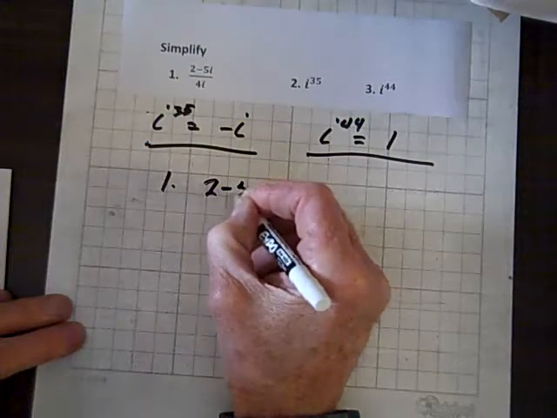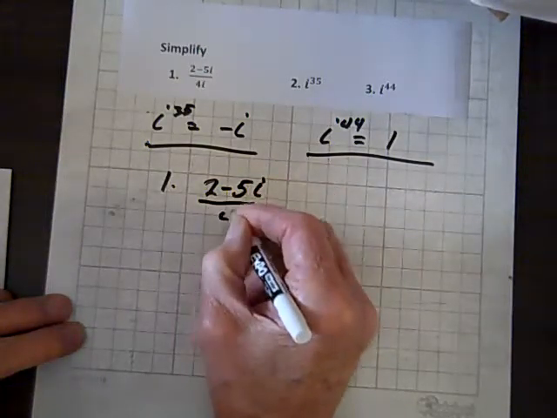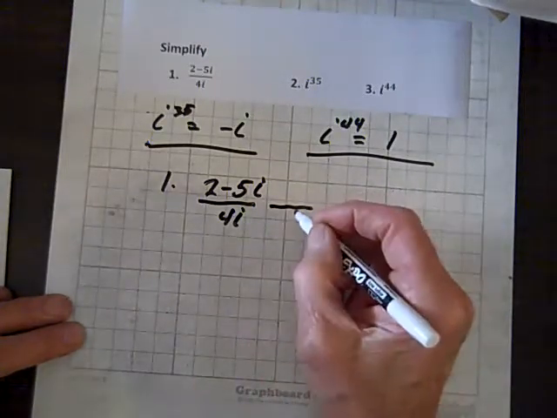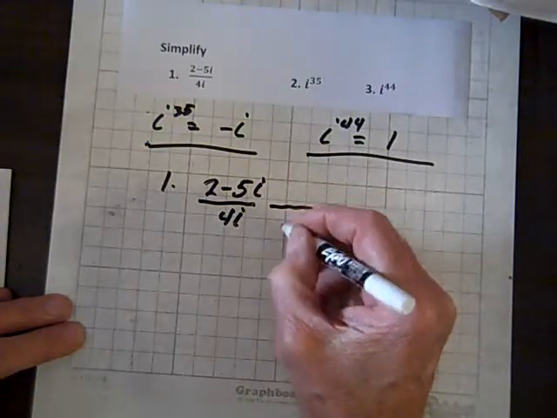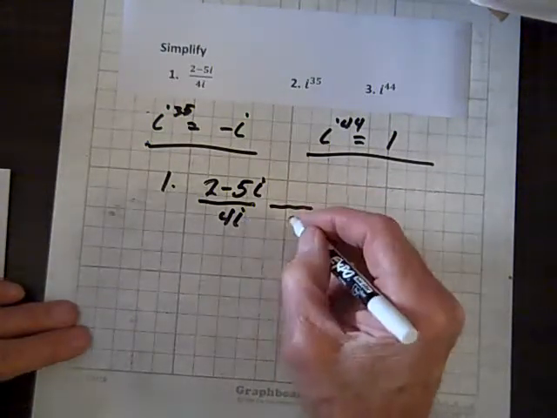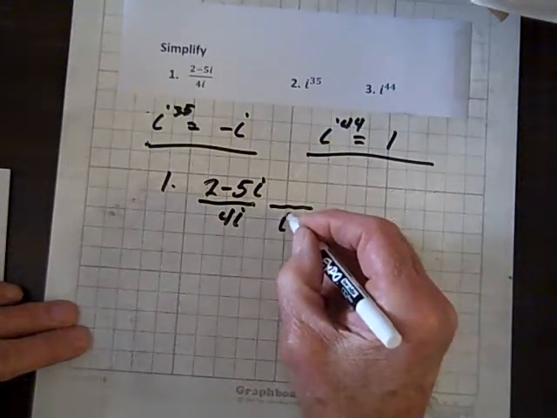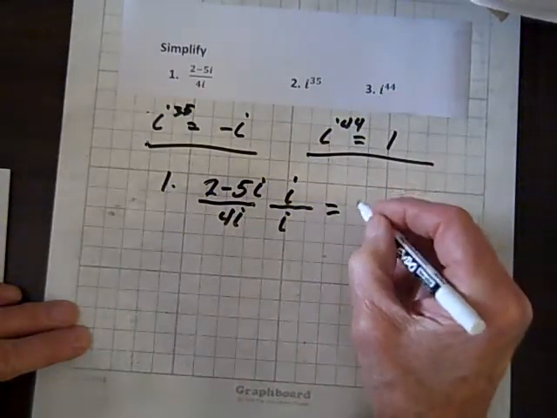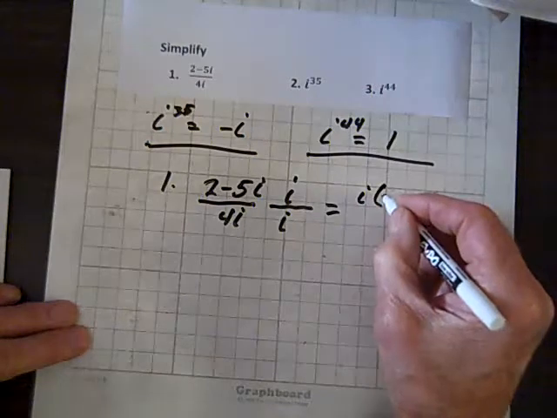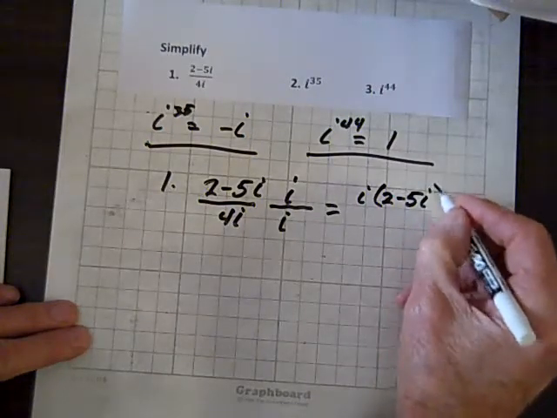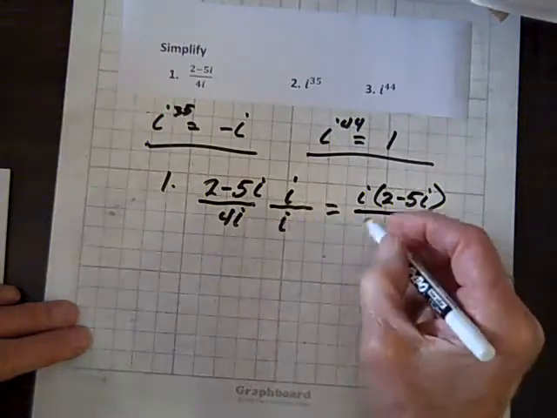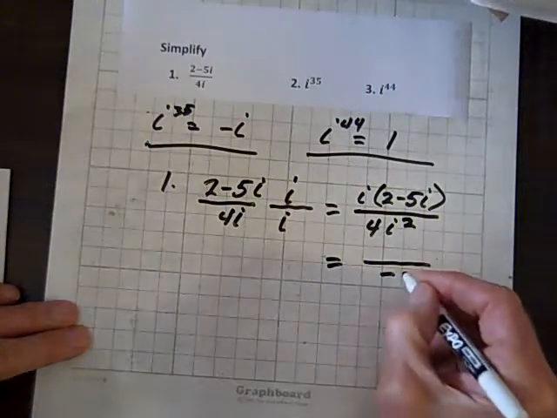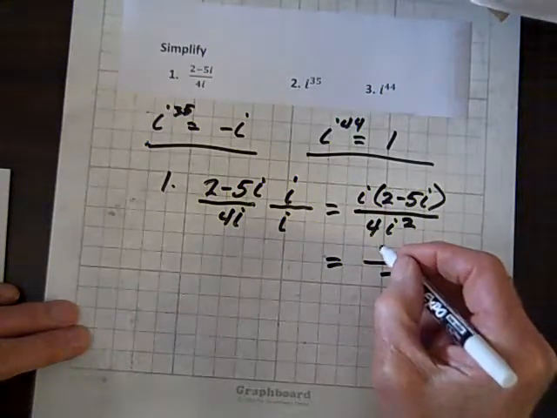And that's 2 minus 5i over 4i. And our objective is to get rid of the i in the denominator. So we'll multiply by whatever will make that an integer. And if I multiply by 1 in the form of i over i, what we get is i times 2 minus 5i over, and i times 4i is 4i squared, but i squared is negative 1, so that's negative 4.